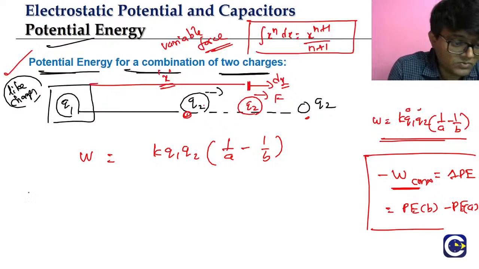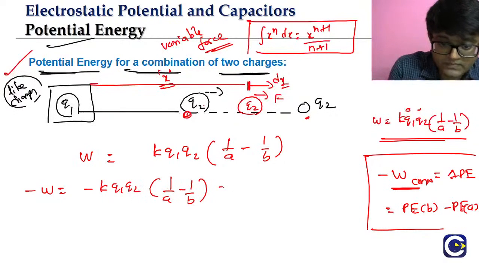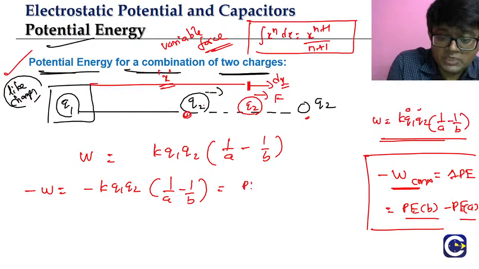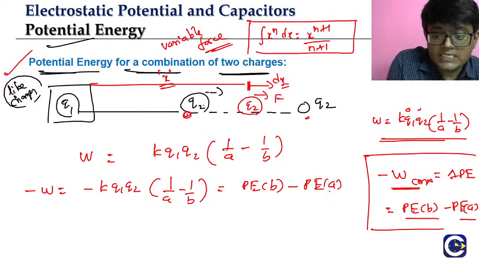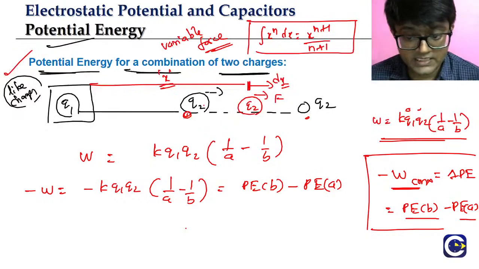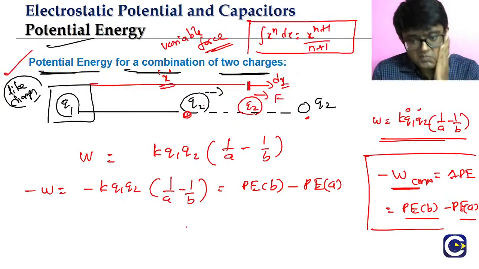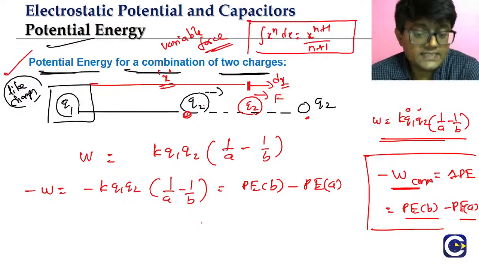For this we have to take the negative. Negative of W means what? Minus k q1 q2 into 1 by a minus 1 by b is equal to what? Change in the potential energy. Potential energy when the charges are at a separation b minus potential energy when the charges are at a separation a. Okay, wow. So what is the concept? Potential energy when the charges are at a separation b minus potential energy when the charges are at a separation a.